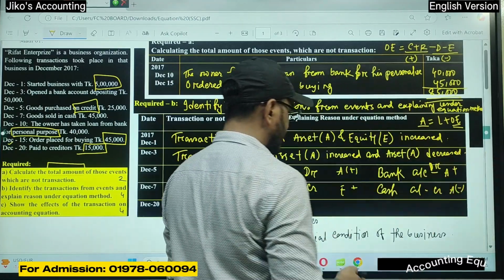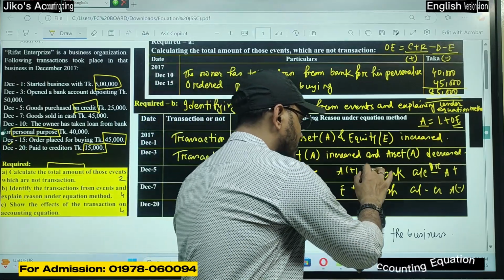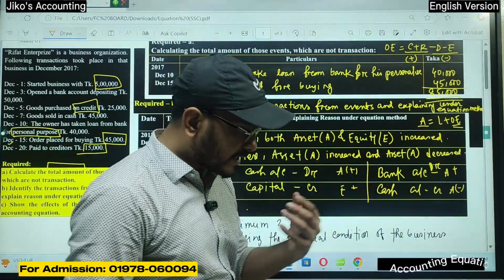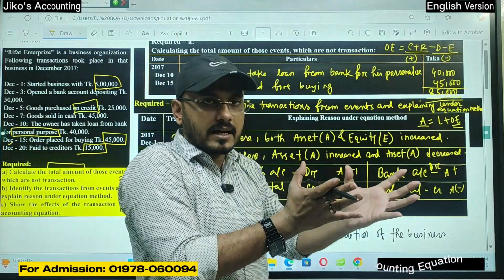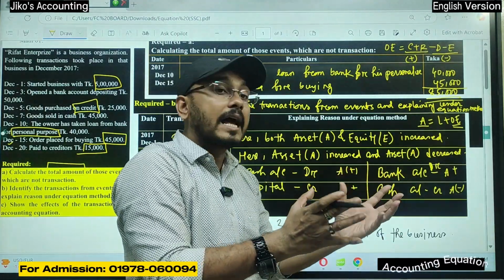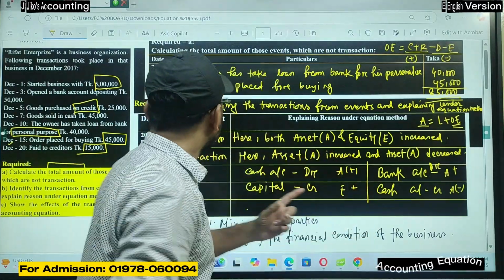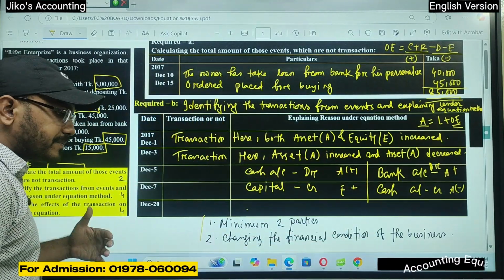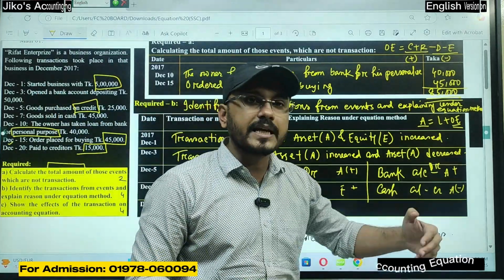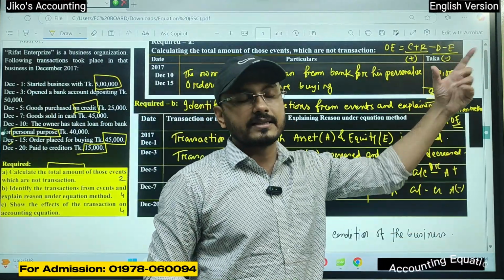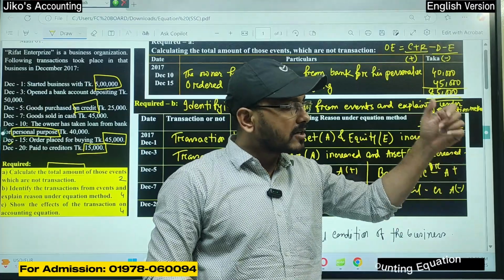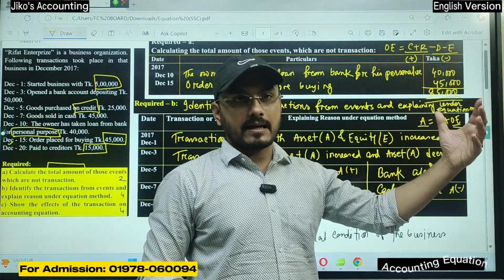You can say there must be two parties. Obviously, there should be two parties. Because of opening the bank account, how about my bank account? And what would be the amount of my bank? If I had 2 lakh taka, because of depositing this 50,000 taka, it will be increased from 2 lakh to 2 lakh 50,000. That indicates the increment of the amount of bank.